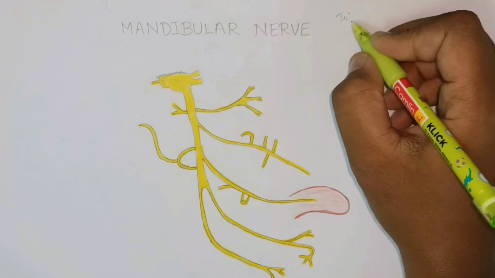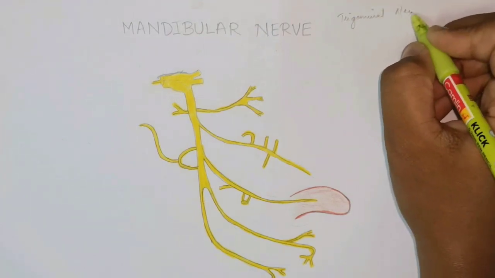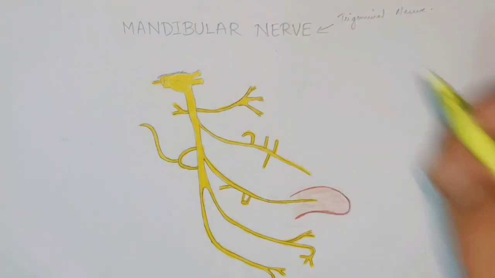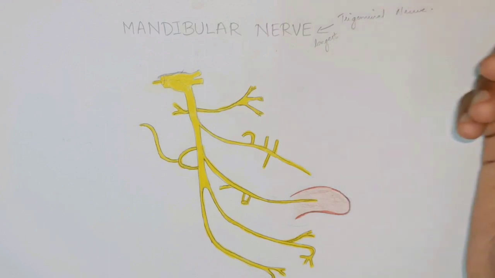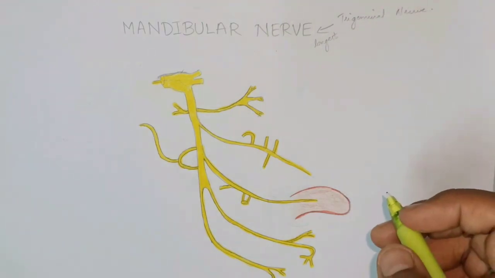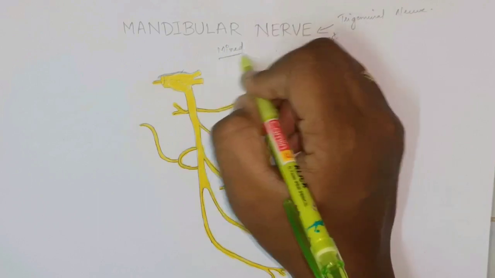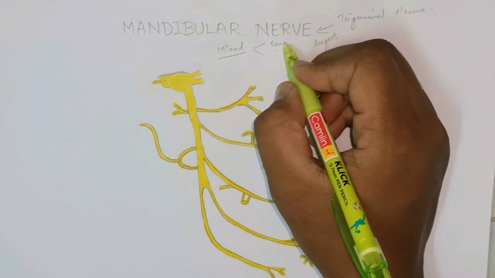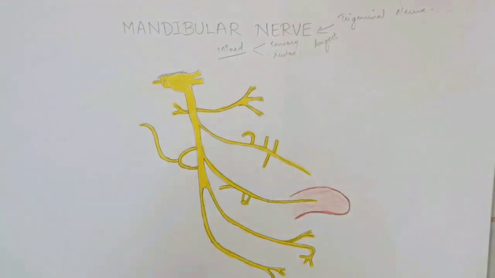It is a branch of the trigeminal nerve. The trigeminal nerve is the fifth cranial nerve, right? It has 3 branches. Among the 3 branches, this mandibular nerve is one of the longest branches of the trigeminal nerve. Moreover, this mandibular nerve is the only mixed nerve among the 3 branches of the trigeminal nerve. That means it has both sensory activity and motor activity.